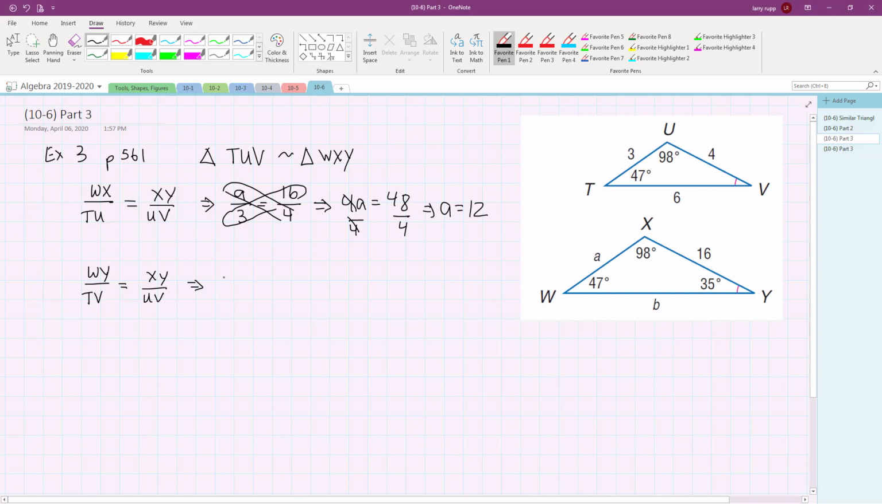All right, let's plug in the values then. And that gives us B over 6 is equal to 16 over 4. Again, we do some cross multiplication. So that comes out to be 4B is equal to 96. We divide both sides by 4. This goes to 1. And we end up with B is equal to 24. Okay, so the missing measures of the sides are 12 and 24. All right.